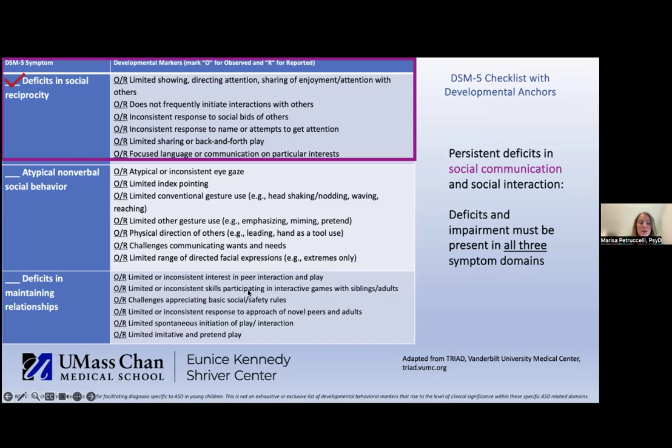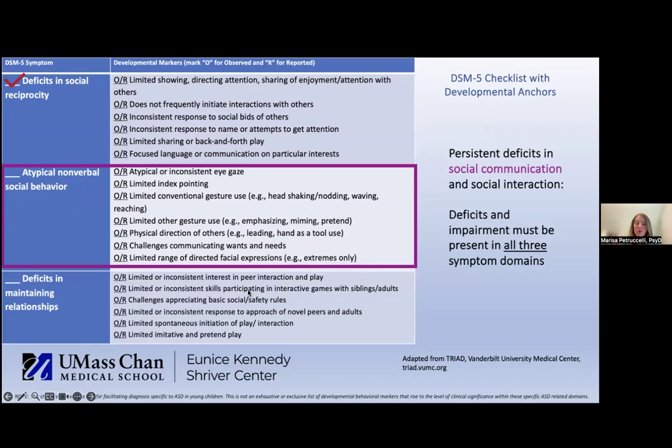In the second area that we look at within this broad domain, nonverbal behaviors are things like eye contact, but not just eye contact. We're also looking at gestures, the use of other ways of communicating, and this will be a helpful differentiating factor when we talk about overlapping symptoms of other conditions. So things like waving, blowing kisses, pointing. Index pointing is kind of an early sign of communication. So that's something we certainly look for in young children.